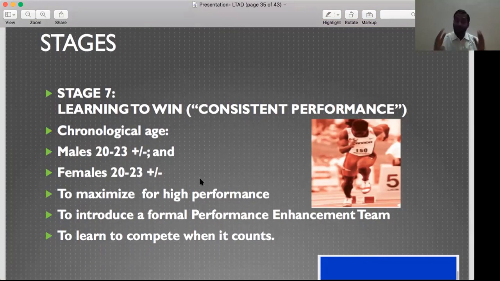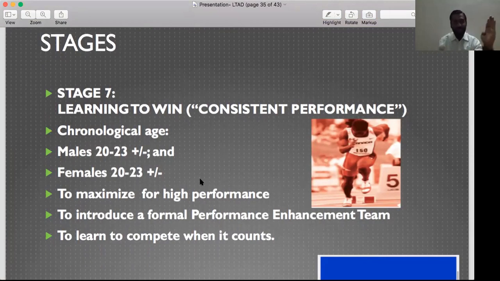We start to introduce a formal performance enhancement team. That means coach comes into play, assistant coach comes into play, physio, trainer, masseurs, nutritionist, sports psychologist, podiatrist, anyone who could add on to the high performance environment comes into play now, right? The whole idea is to learn to compete when it counts.